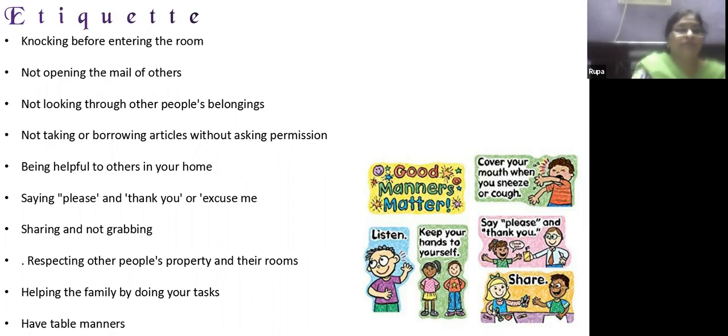Okay. Have table manners. That means there's a proper way of eating, even at home or in the class, without spilling the food. The way you sit, and especially the way you chew, children, is very, very important in table manners. You should not make any disturbing and annoying sound while chewing.